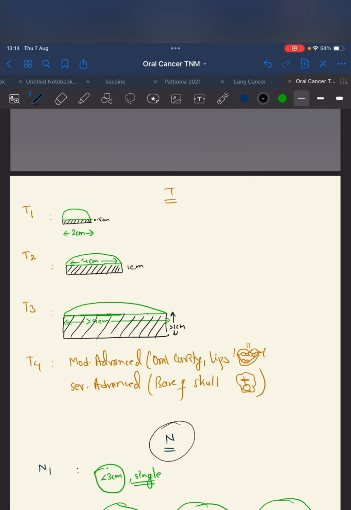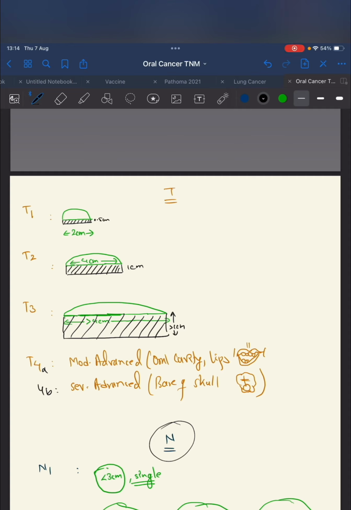And for T4, we'll see the moderately advanced tumor or the severely advanced tumor. That means if it has involved the oral cavity and the lips, then I will say it is stage 4A, and if it has involved the base of the skull, then it will be severely advanced, and that will be 4B.